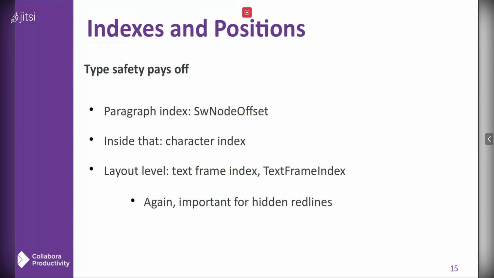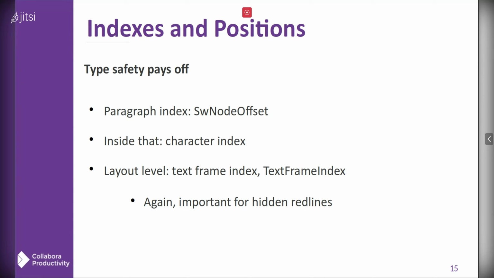Once you have these node indexes, then you can have an offset to the node array. So you have a paragraph index which serves as the node offset, and inside that there can also be a character index. So you can say that you want the third character of the first paragraph or something like that. So that is the model side, and at the layout level, it's a bit different because we have the text frame index, which is a separate type. There is no implicit conversion between these two.